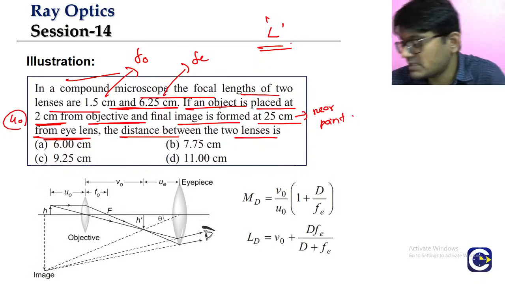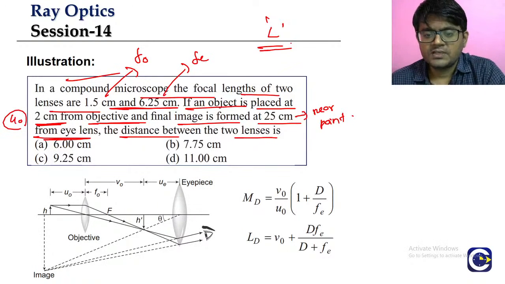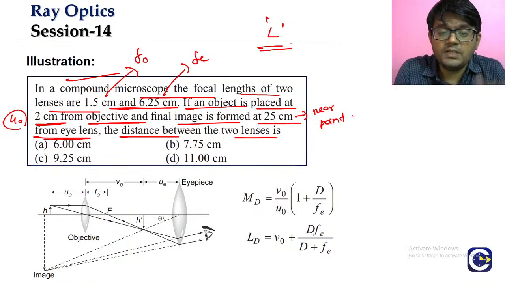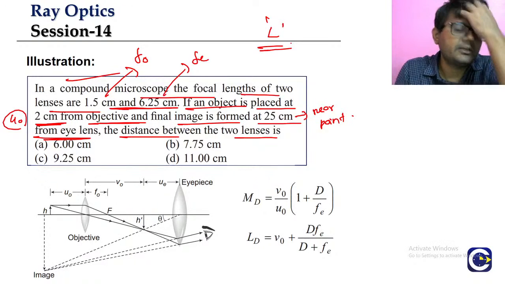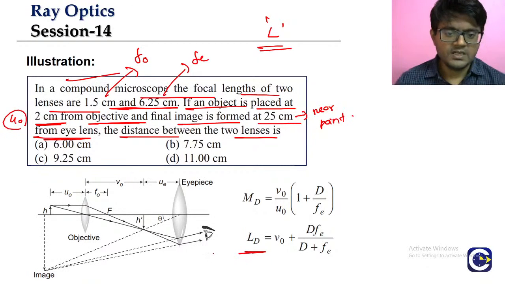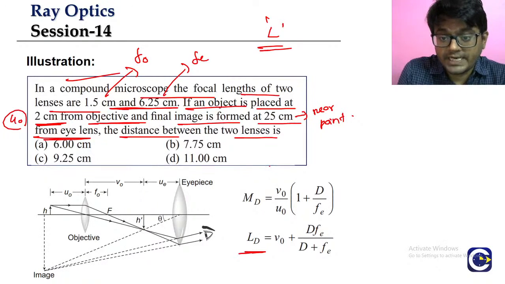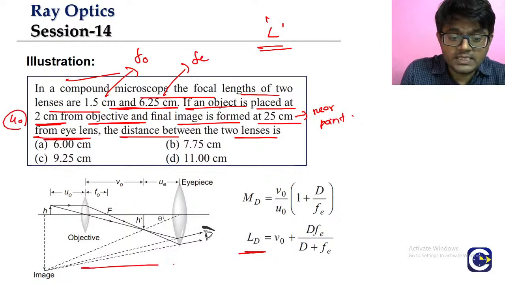The previous question was also the same concept, right? But the question model is different. It's the same: compound microscope, final image is formed at the near point. So in this question, what they're asking us is L, the length of the compound microscope. The distance between the two lenses is the length of the microscope.